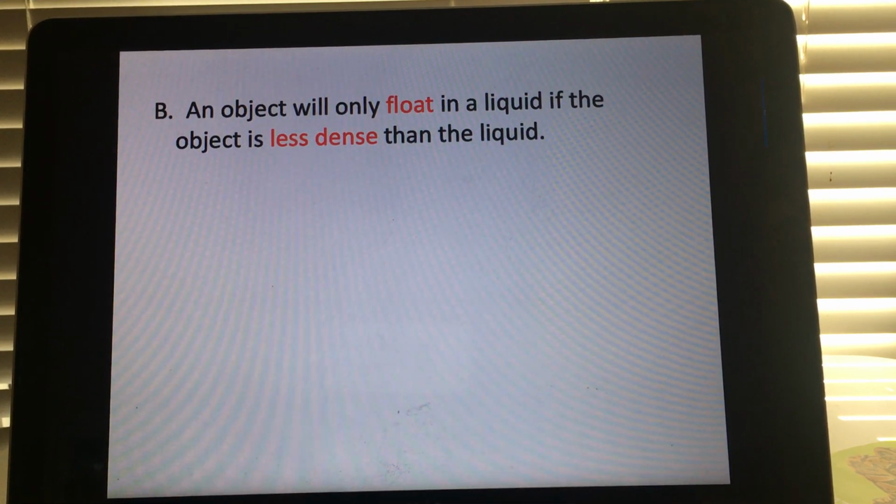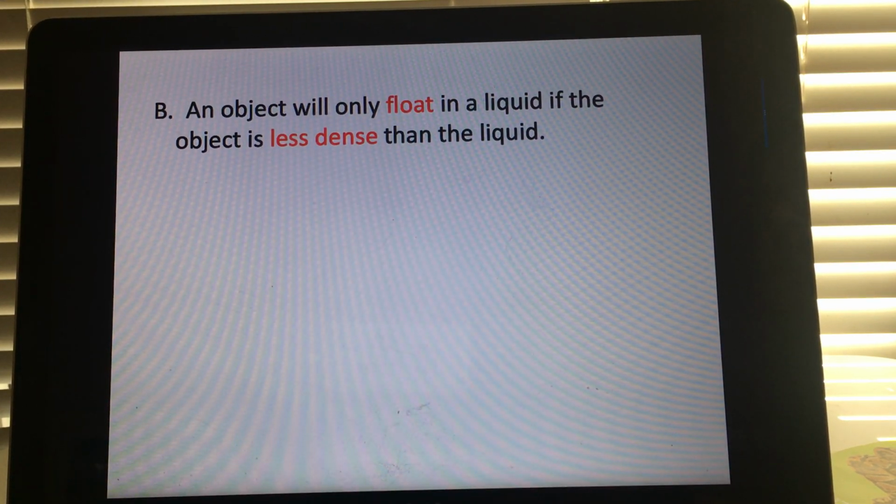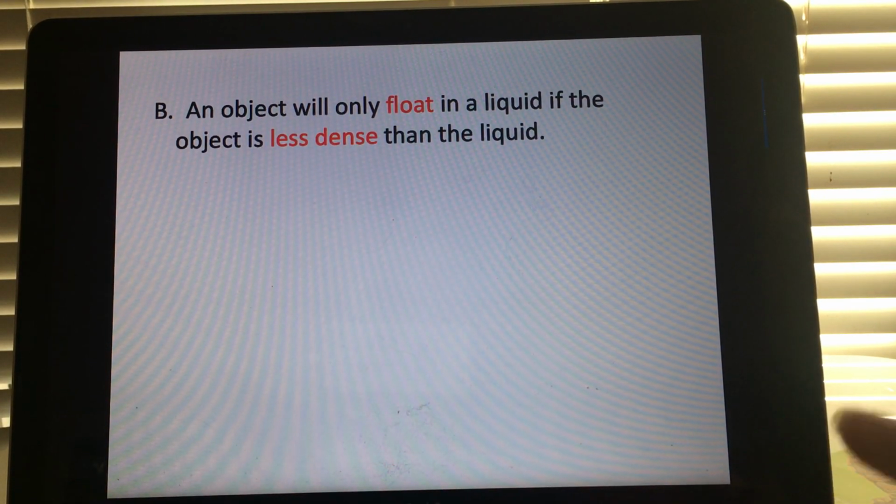So typically an object will only float in a liquid if the object is less dense than the liquid. And so ice will actually float in your glass of water.